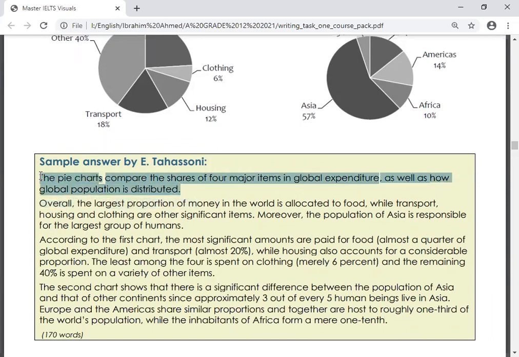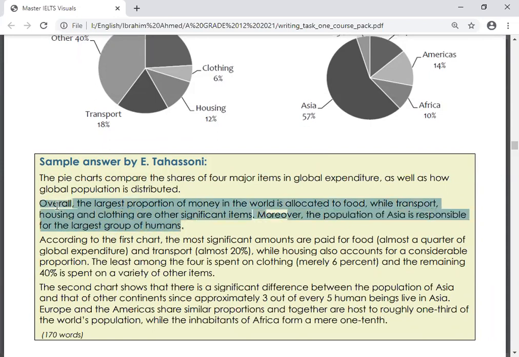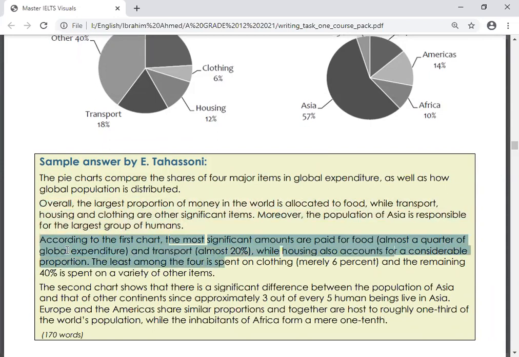In the second paragraph, at first sight, I can see the word overall. So for sure, this is the overview. And then body paragraph 1 and body paragraph 2. Another thing is the use of transitional words, like overall, like according to the first chart, like while, whereas, and so on. The second chart, so we have the first and then the second. All these things give you a good mark in C&C, or cohesion and coherence.